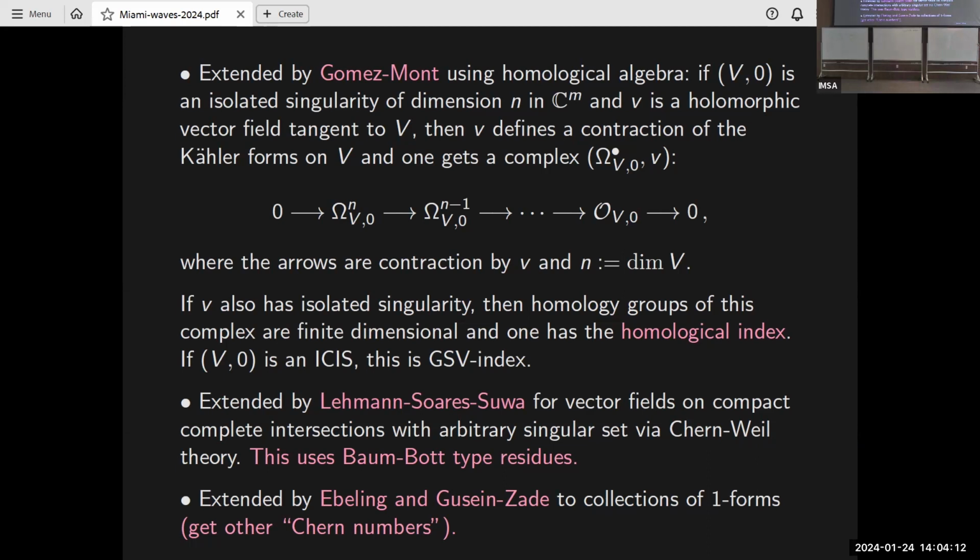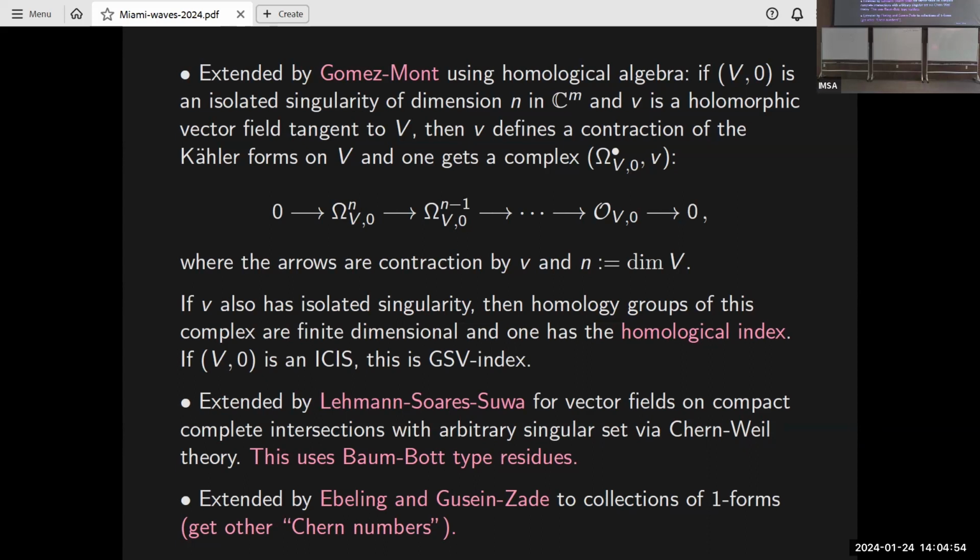So this is the kind of complex. If the vector field has an isolated singularity at zero, this complex has finite-dimensional homology. You can take the Euler characteristic, that's a well-defined number, called the homological index of the vector field. That's defined for every isolated singularity in any dimension, complete intersection or not, whatever. But if this happens to be a complete intersection, this coincides with the GSV index. Okay, so that's very interesting.